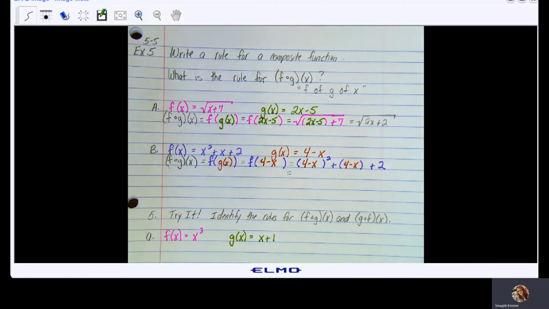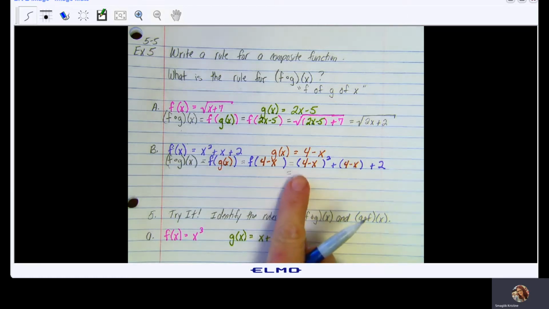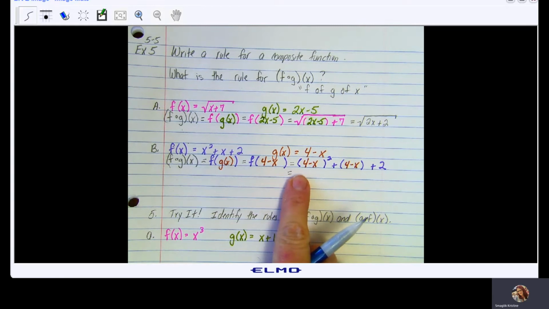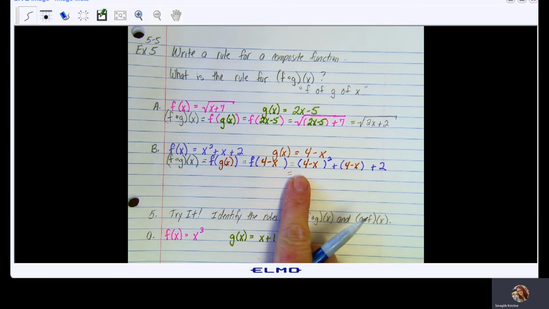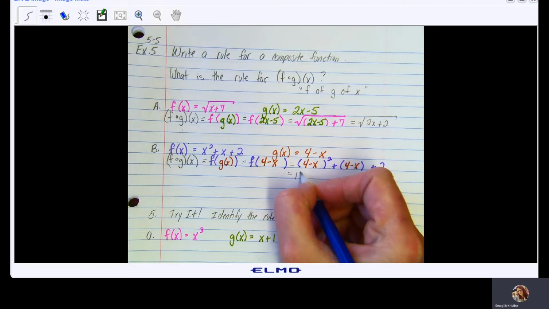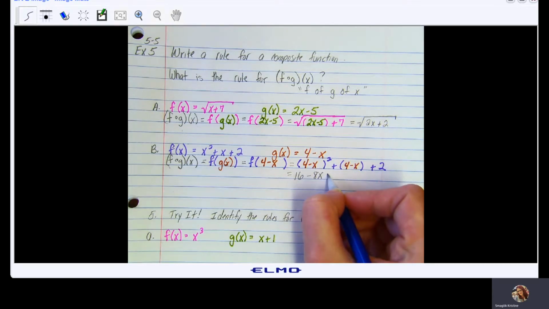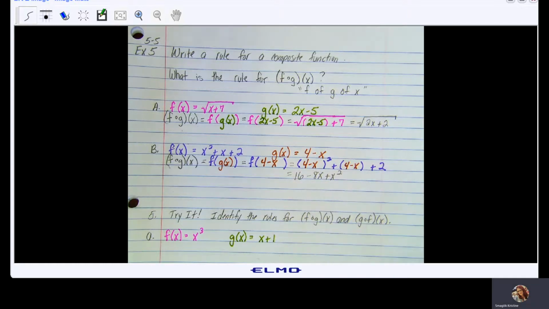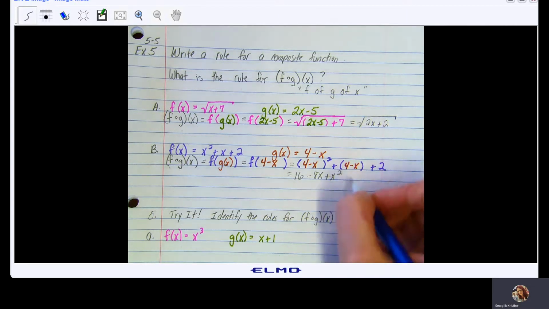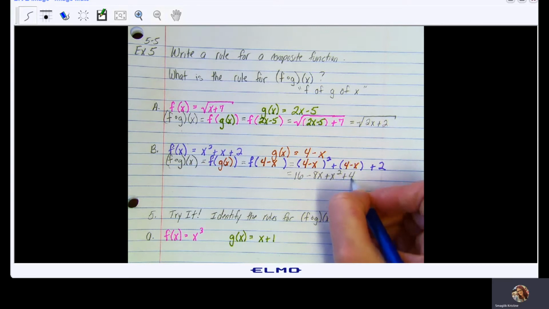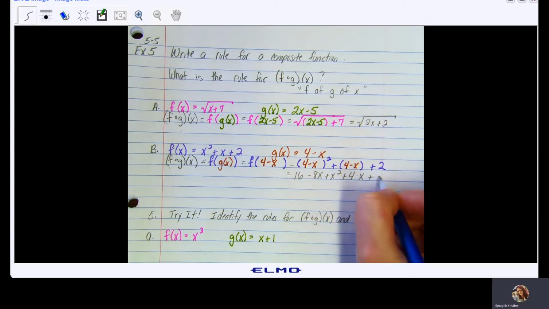4 minus x squared, that is a perfect square trinomial. I'm just going to apply my polynomial identity. If you're not comfortable using those identities, again, feel free, just write it out. Quantity 4 minus x times the quantity 4 minus x. You can use your distributive property, FOIL it. You're going to arrive at the exact same answer. So here I'm going to have 16 minus 8x plus x squared plus 4 minus x plus 2.